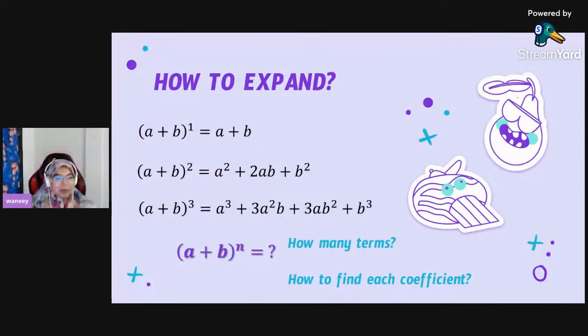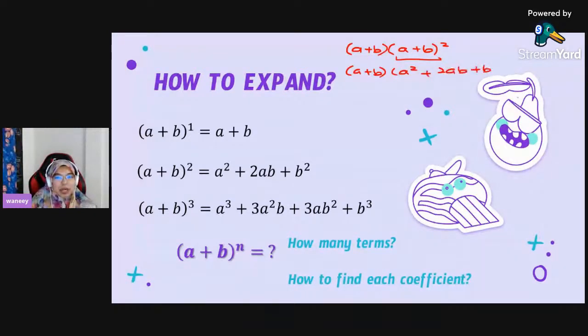If you have a plus b cubed, some of you might do something like a plus b multiplied with a plus b squared, where you expand the thing at the back. So this is a plus b multiplied with a squared plus 2ab plus b squared, and then you expand them again, and you are going to get a cubed plus 3a squared b plus 3ab squared plus b cubed.